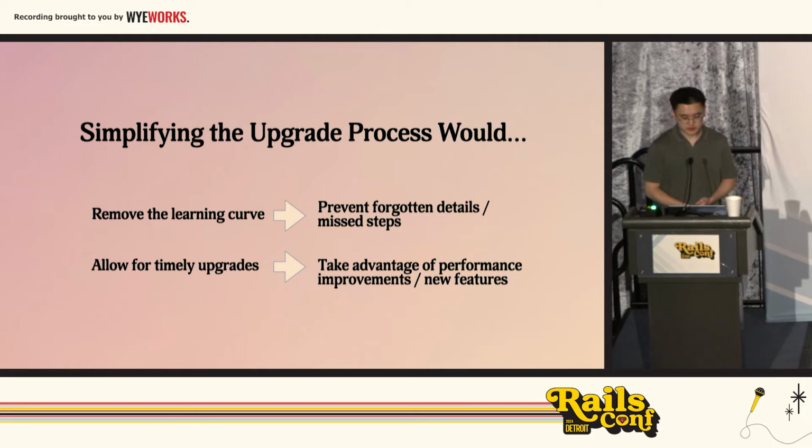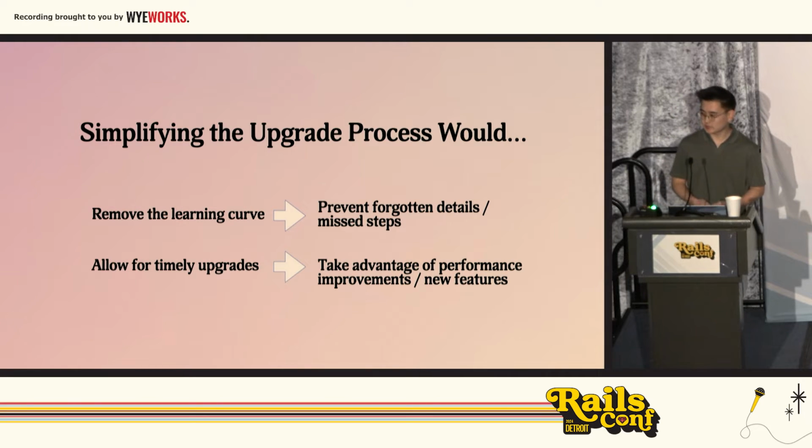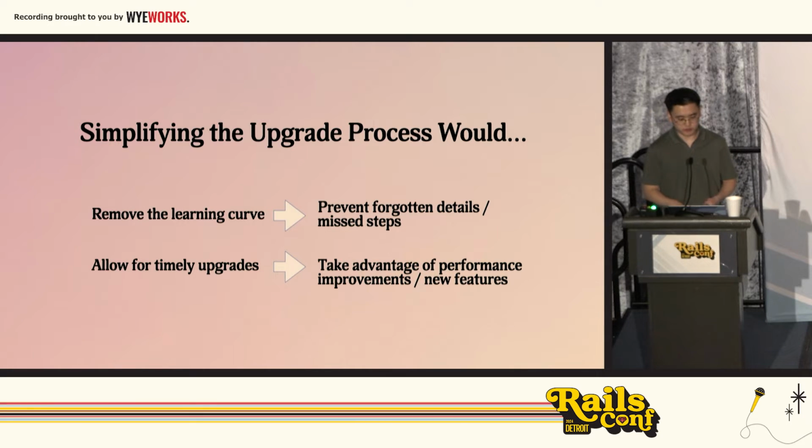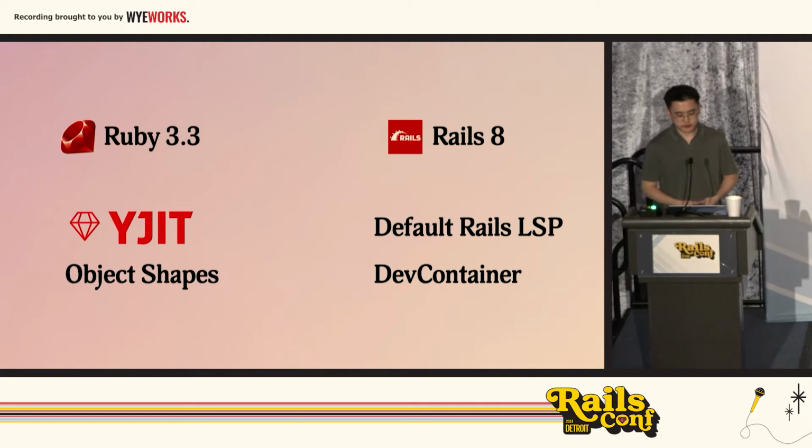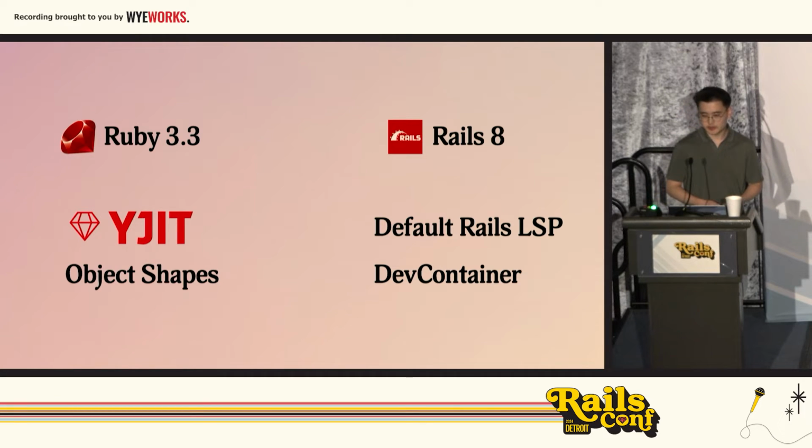Simplifying the upgrade process would enable timely upgrades as well as reduce the learning curve and time investment for developers. Ultimately, this makes the process simpler for app owners to stay up to date, prevents mistakes, and makes it easier to take advantage of new Ruby and Rails features and performance improvements. Some of these new features and improvements include widget and optimizations with object shapes in Ruby 3.3, as well as the upcoming dev container generation and an official LSP in Rails 8 coming out later in this year.